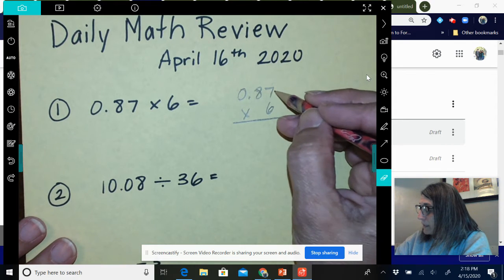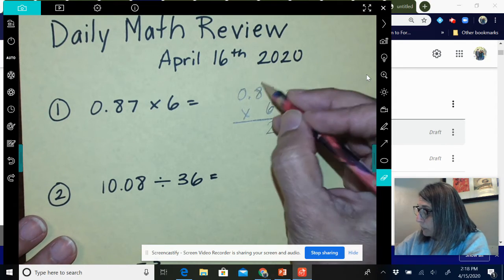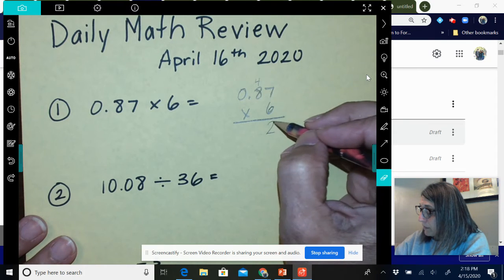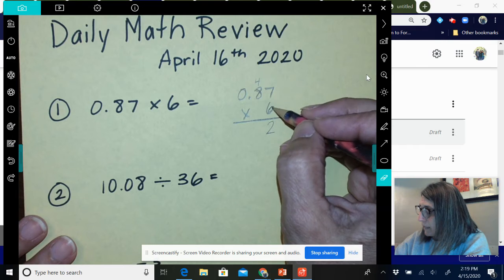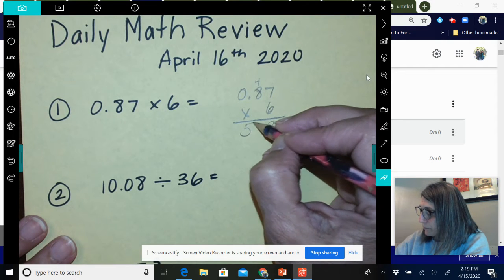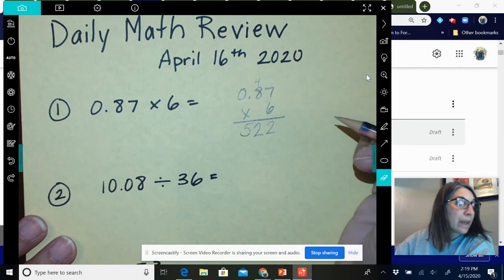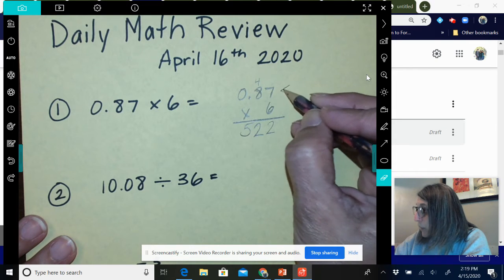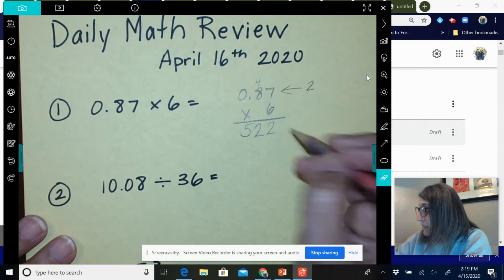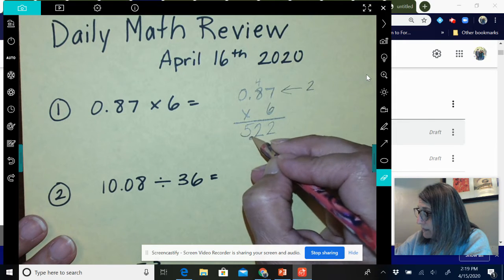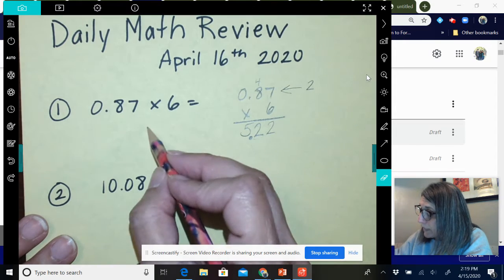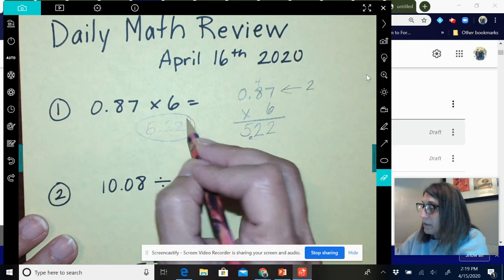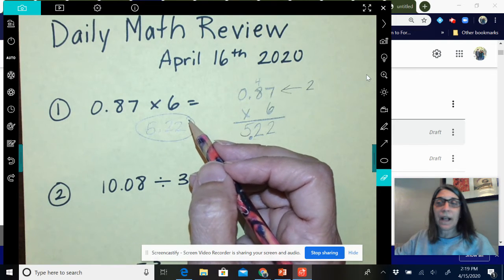Okay, 6 times 7 is 42. I'm going to regroup my 4. 6 times 8 is 48, and 4 more is 52. Okay, but do I have my decimal in the right place, or where do I put my decimal? There are 2 decimal places there, so I'm going to go over 2 places. And so you should have gotten for your answer here 5.22. Okay, so hopefully that's what you got.